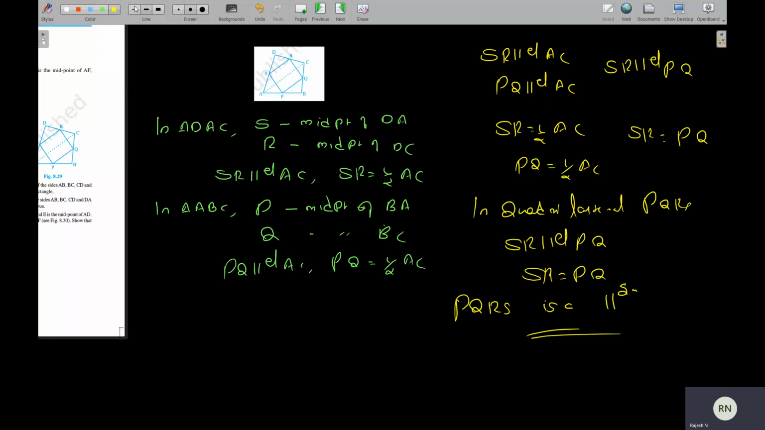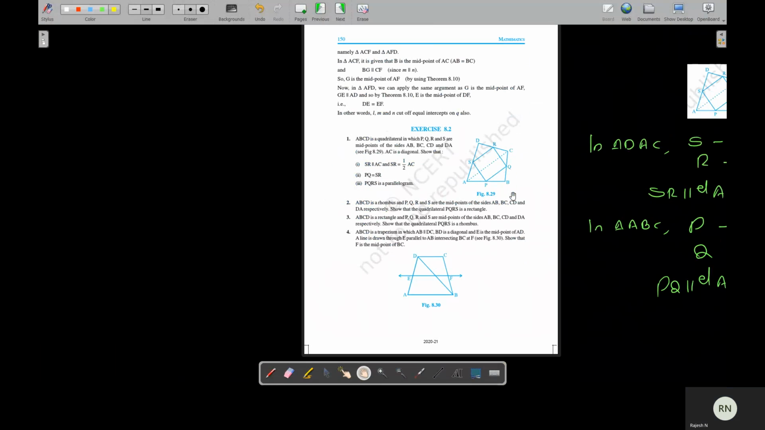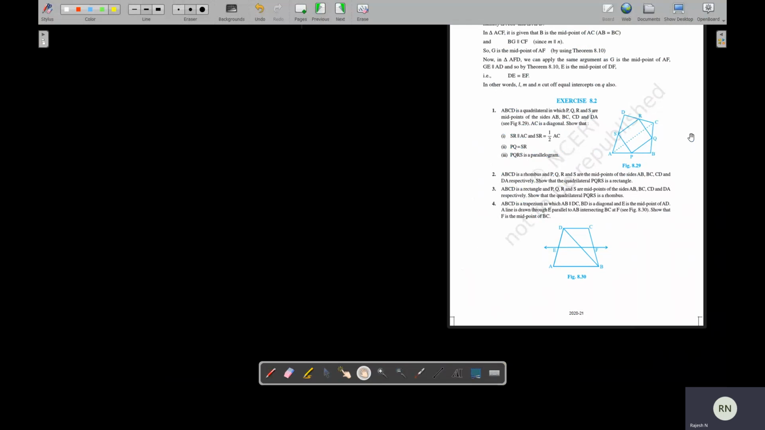Next question. ABCD is a rhombus and P, Q, R, S are the midpoints of sides AB, BC, CD, DA. Same as the previous problem only.